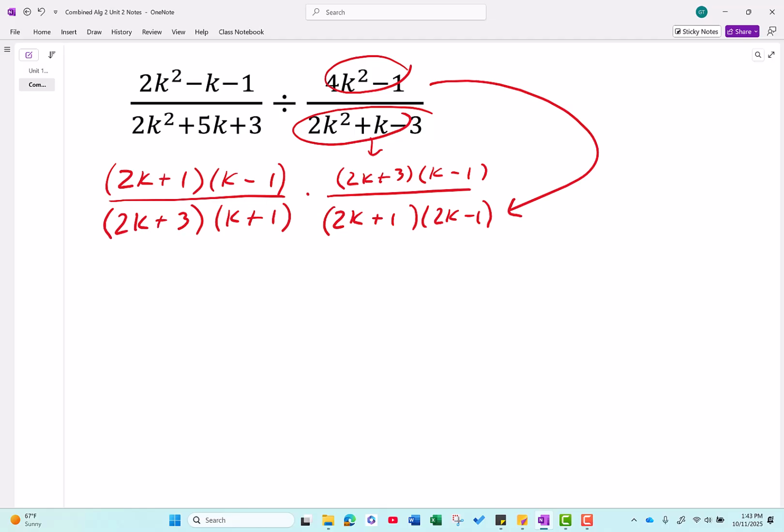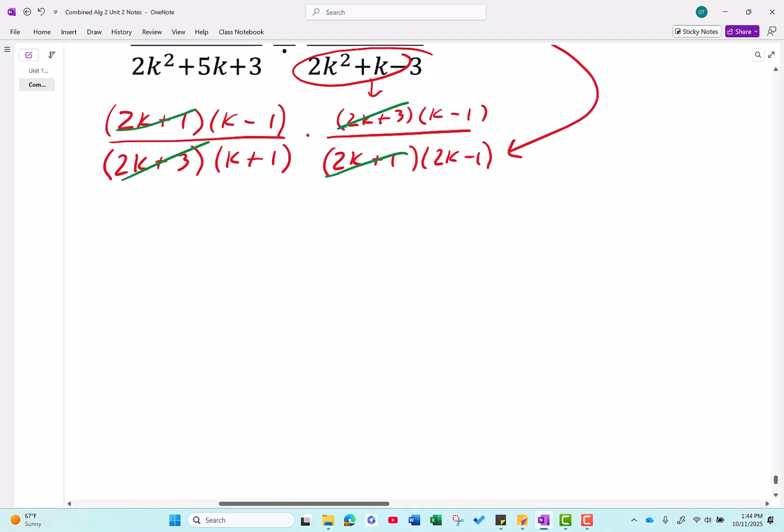Okay, so again, they've got to be the exact same thing on the top, exact same thing on the bottom. All right, so 2k plus 1, I see up here. I see another one down below. I can cancel those out. Okay, k minus 1, I don't see that on the bottom anywhere. So I'll go to 2k plus 3. Yep, I see one there. I see one there. Okay, so we're good. k plus 1, I don't see that anywhere. 2k minus 1, I don't see that anywhere. So I've eliminated half the terms.